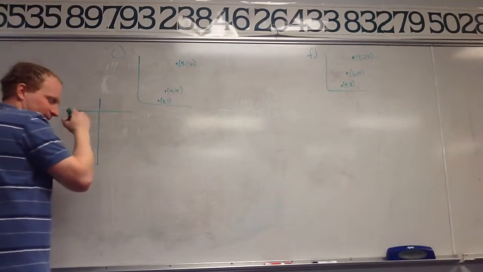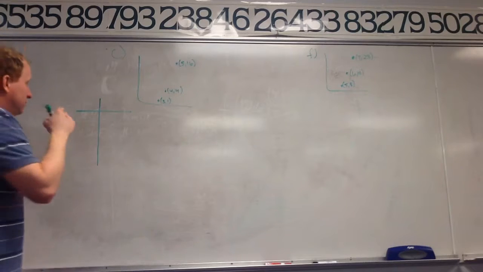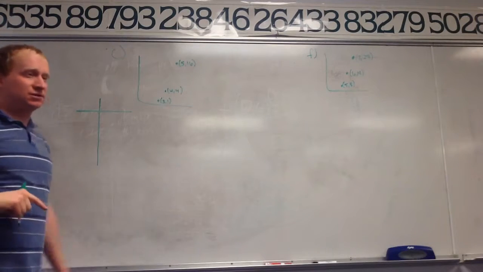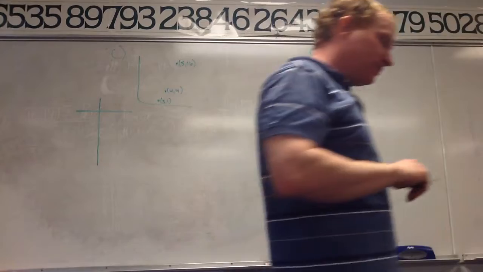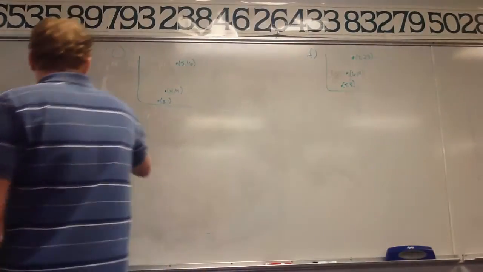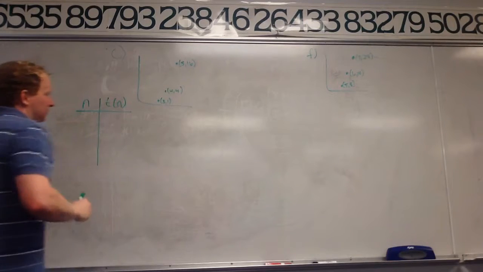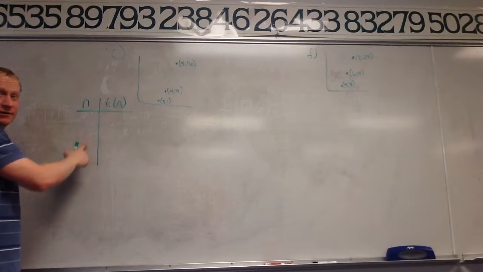What goes up here? No, like, what are our variables? Is it x and y? No, it's t of n and n. So what goes here?